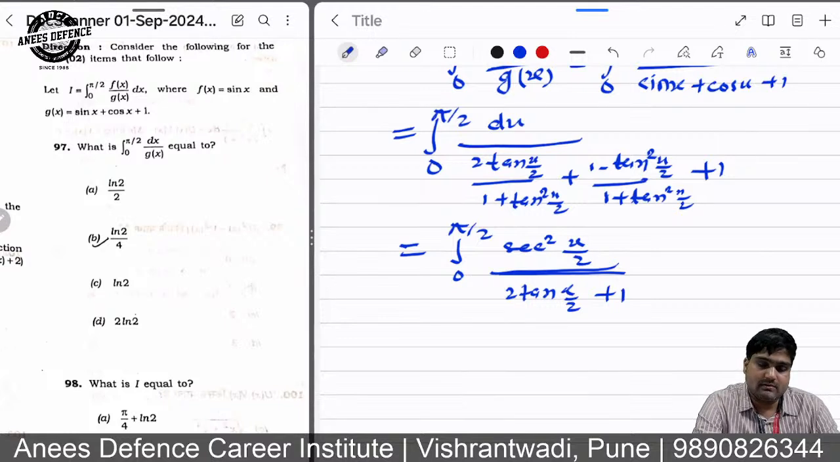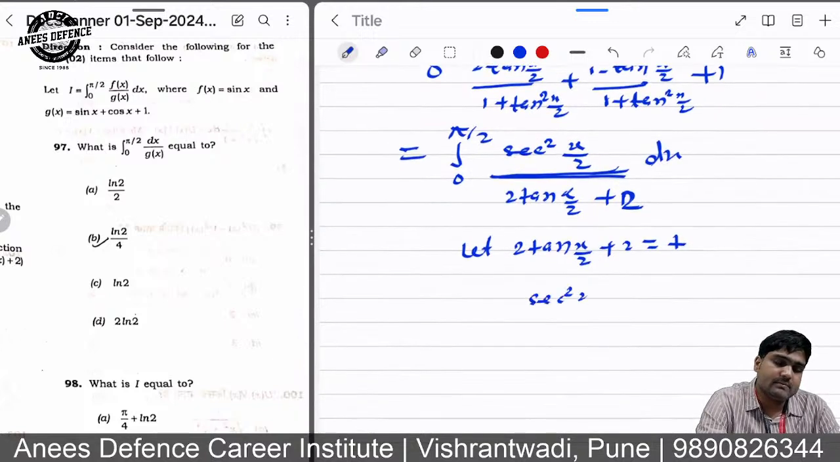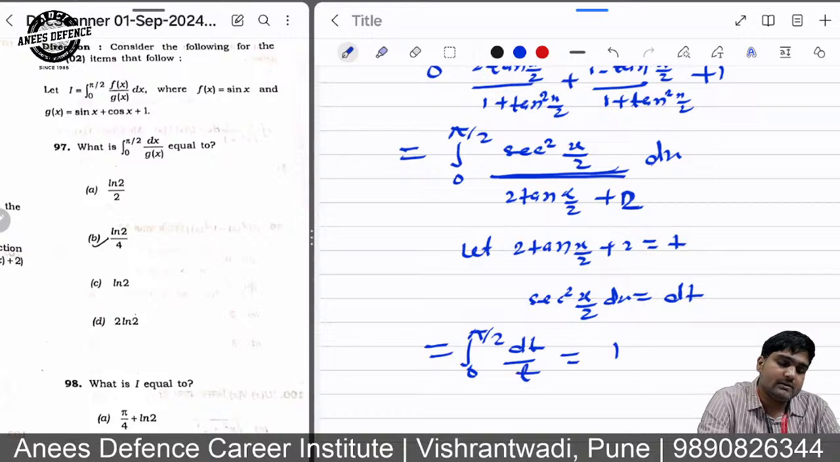Here we multiply and divide, so the 1 plus tan square x by 2 terms get cancelled out. So it's 2 tan x by 2 plus 2, because 1 and 1 is 2, dx. Now if I take 2 tan x by 2 plus 2 as t and do the differentiation, secant square x by 2 dx equals dt. So from 0 to pi by 2, it's dt by t. It's log t from 0 to pi by 2.